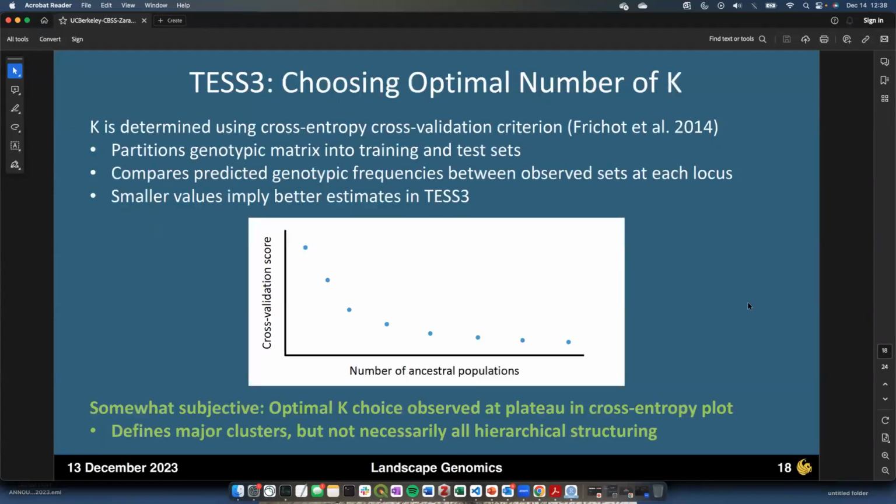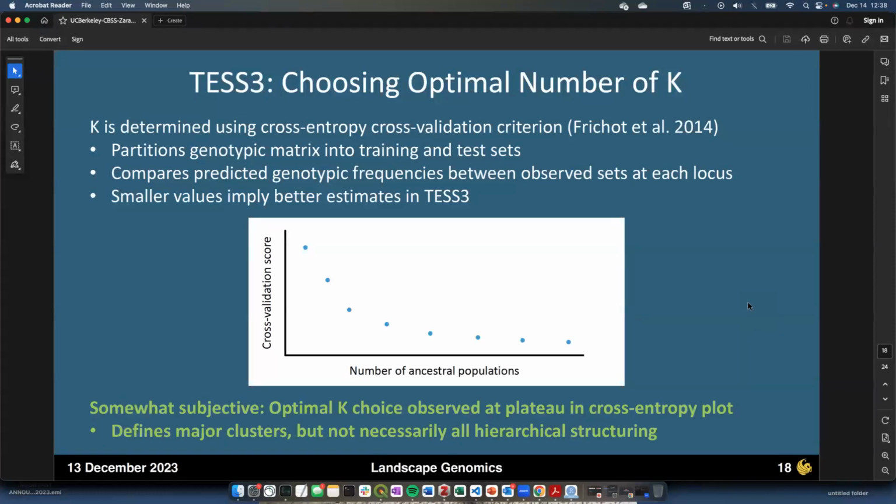All right, so choosing the optimal number of K is tricky. So K, similar to STRUCTURE, is determined using a cross-validation criterion. With TESS3, it uses cross entropy, which partitions the genotype matrix into training data and test sets, and then compares your predicted frequencies, based on the optimal values of your Q or your ancestry coefficients, with the actual observed data in your genotypic frequencies, and then generates how accurate its assessment of how many ancestral populations there are.